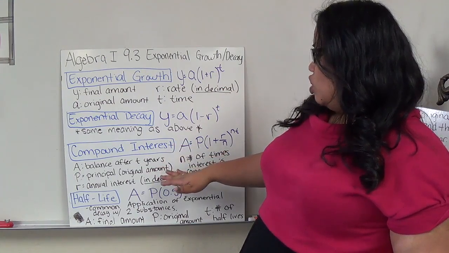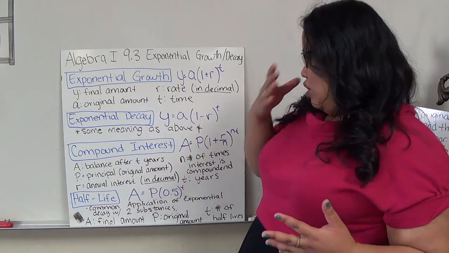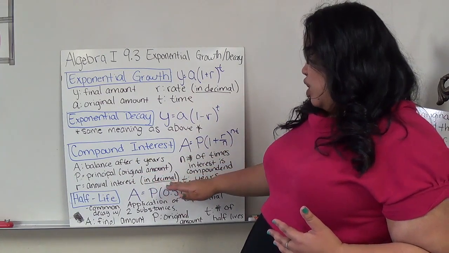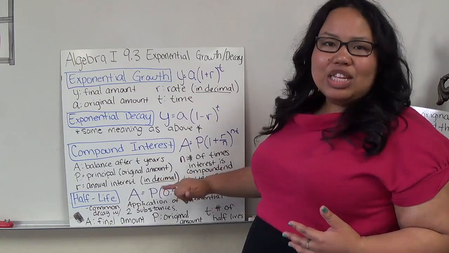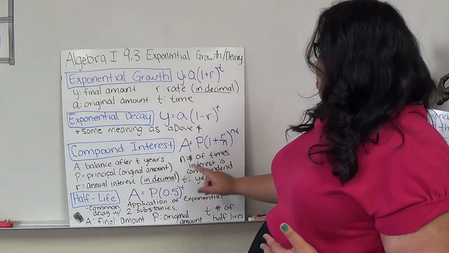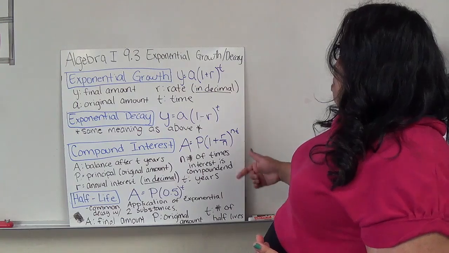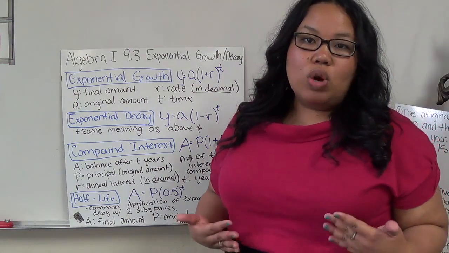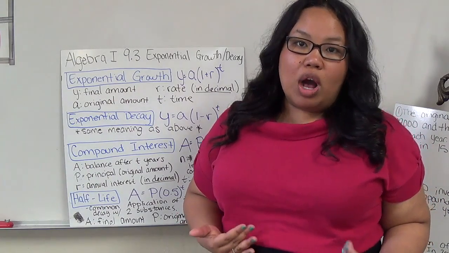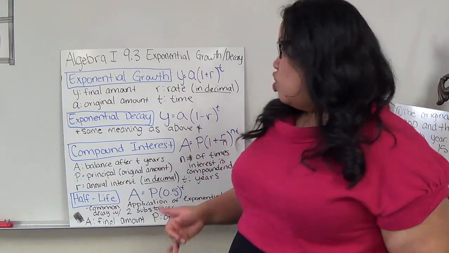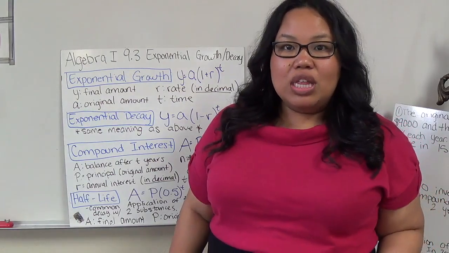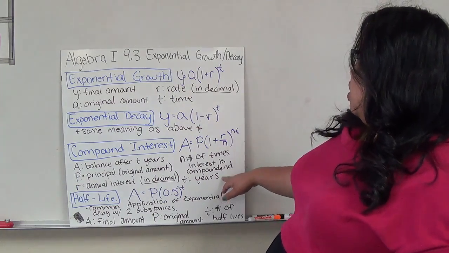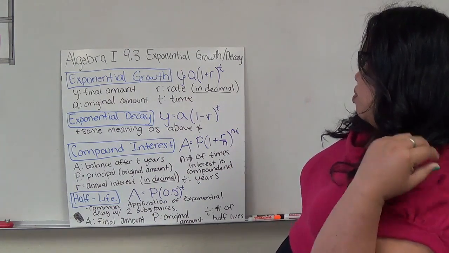So you have your A, which is your balance after however many years you're looking for. P would be the principal amount. R would be the annual interest rate. And again, the rate needs to be in decimal. Okay, that R. N is the number of times interest is compounded. So basically when I said talking about once per month, that would be 12 months in a year, so your N would be 12. If it's biannually, let's say it's twice a year, then you would put 2 for N. And then your T would be how many years.